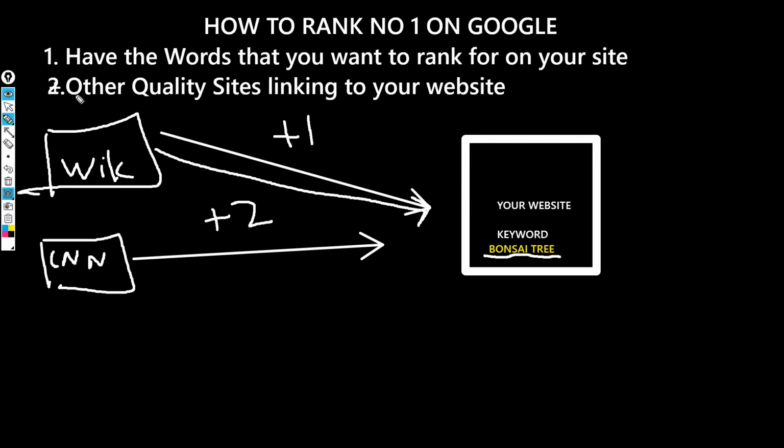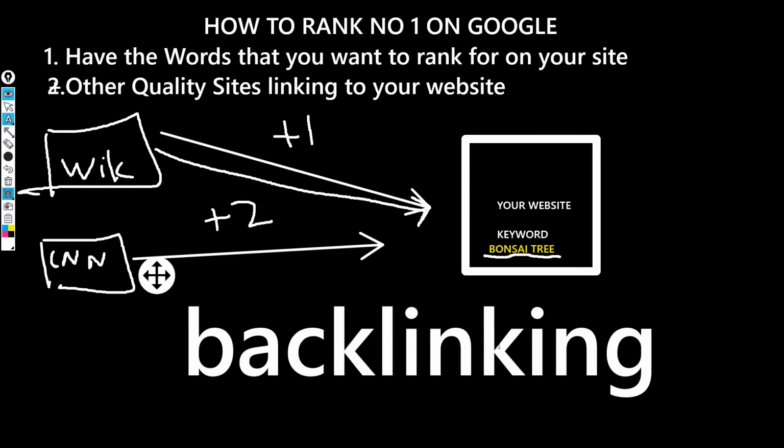So again, the second point is other quality sites linking to your website. In SEO terms, this is called backlinking. Let me make it big. It's called backlinking, which means there are high authority websites linking to your website. So there are only two criteria you need to rank on Google. The first one is to have the keyword on your website. Just make sure you don't overdo it, just mention it here and there.